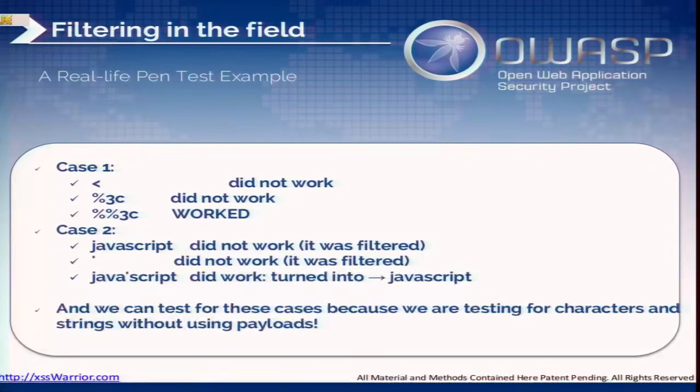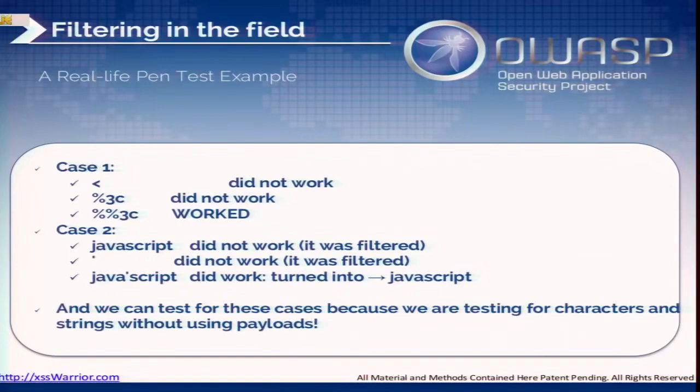Same thing in the second case, another real-life example. This one, the rules are pretty clear about how they went. You submitted JavaScript, it filtered out. You submit a single character, a single quote, it filtered out. But the way they had their rules set up, they would first check the word JavaScript, and then they would filter out and take out the single quote.